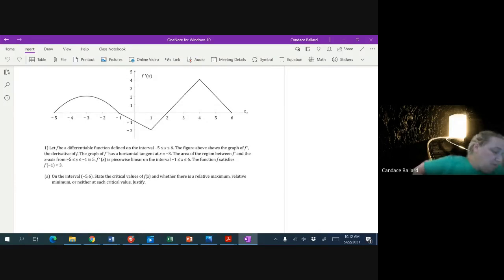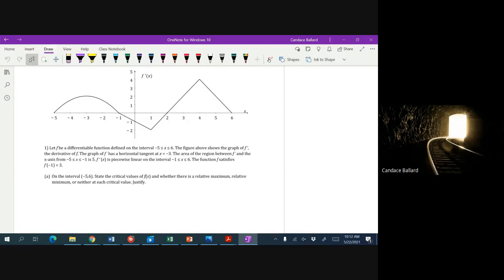The figure above shows the graph of f prime, the derivative of f. The graph of f prime has a horizontal tangent at -3. I'm not sure that comes in. It might come in here in a minute, knowing that there's a horizontal tangent there. The area of the region between f prime and the x-axis from -5 to -1 is 5. So this is actually 5 because that's not a circle. It's probably part of a parabola.